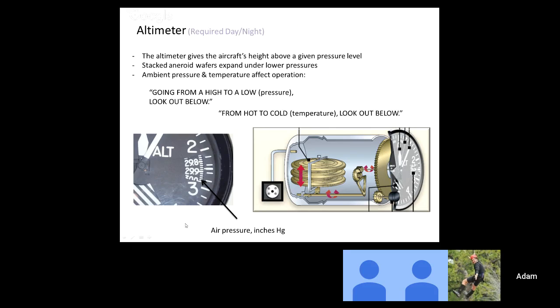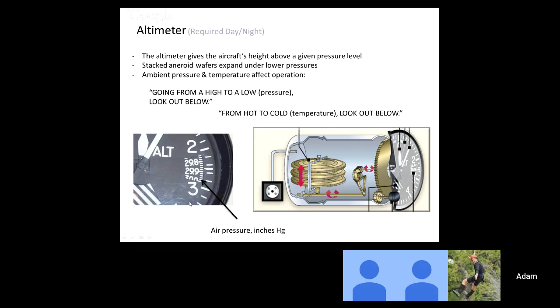And the altimeter is going to give you the altitude above the pressure level that you set in that window. If you remember a few slides ago, I mentioned standard pressure in a standard atmosphere is 29.92 inches of mercury. And so you can see this particular altimeter is set just a touch below that at 29.86 or 87 inches.